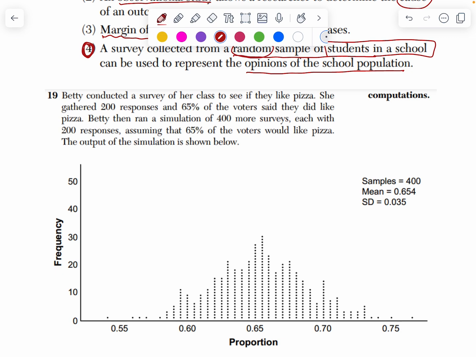Betty conducted a survey of her class to see if they like pizza. She gathered 200 responses, and 65% of the voters said they did like pizza. Betty then ran a simulation of 400 more surveys, each with 200 responses. Assuming that 65% of the voters would like pizza, the output of the simulation is shown below.